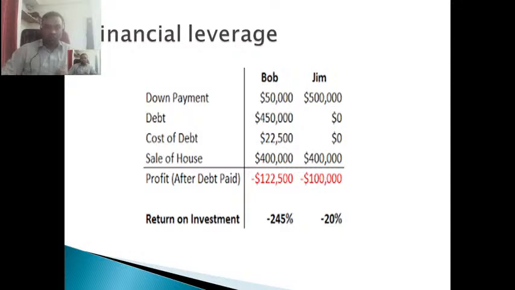So, what is financial leverage? There are two persons, Bob and Jim. They both have started their own business. Bob has invested 50,000 in business, whereas Jim has invested 5 lakh rupees, completely from their own fund. There is some business which requires 5 lakh rupees, but Jim has all 5 lakh rupees, whereas Bob has 50,000.